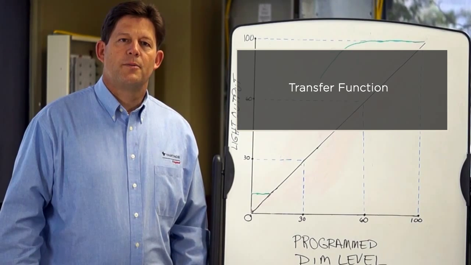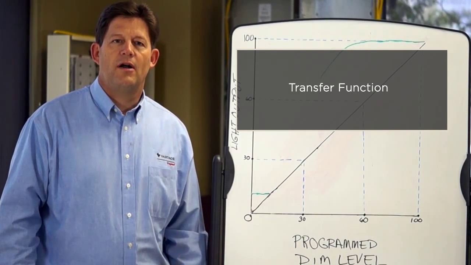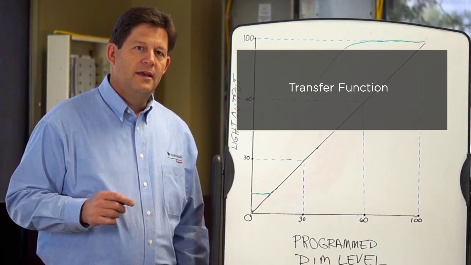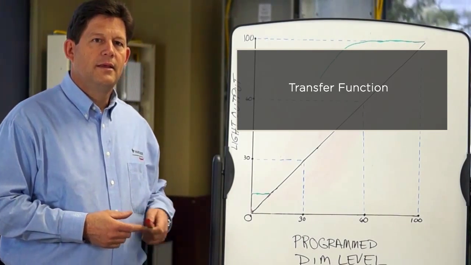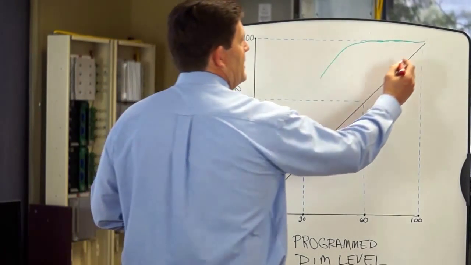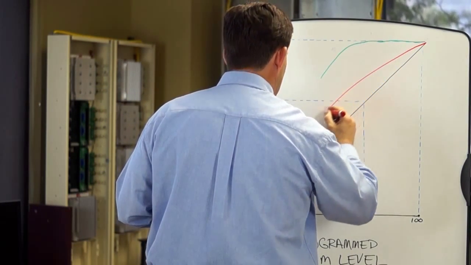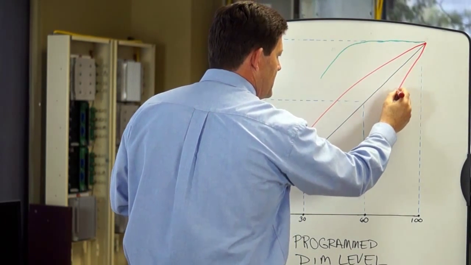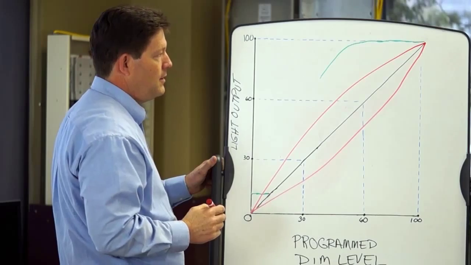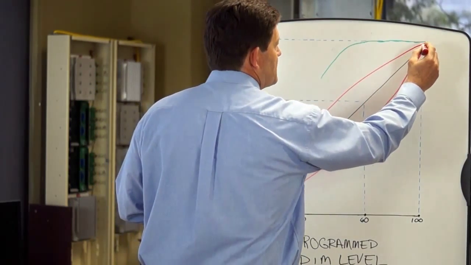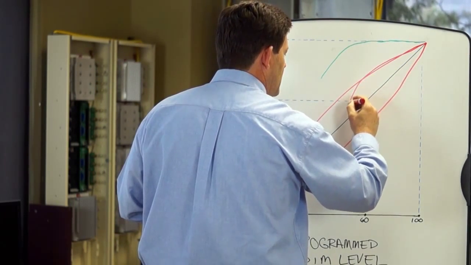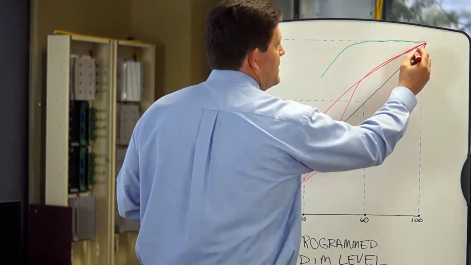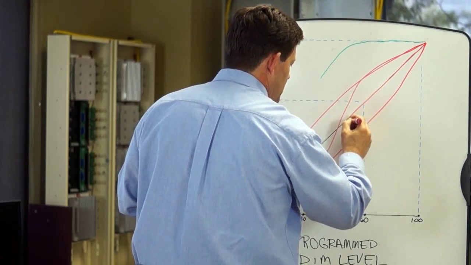Transfer function is a term we use to describe the factors involved in determining the path followed by the light output through the range of dimming. If not ideal, it could follow any path. Often we will see the pathway bowing above the ideal. Sometimes we see the pathway bowing down. Or sometimes we might see an S-curve where it bows up at the beginning and then bows down for the rest of it. And we could see any number of odd transfer functions.